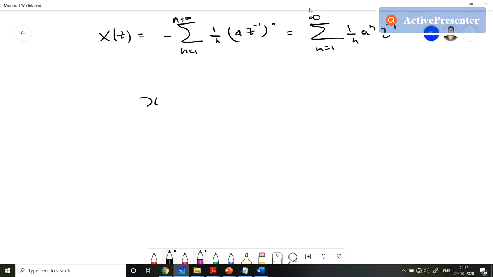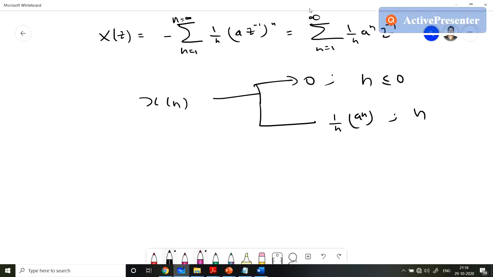If we just analyze that, then x[n] is equal to 0 when n is less than or equal to 0, and it is equal to 1 by n a raised to the power n when n is greater than or equal to 1. So when n is greater than or equal to 1, we have 1 divided by n a raised to the power n, and when n is less than or equal to 0, x[n] is equal to 0. Now let us do the other problem.